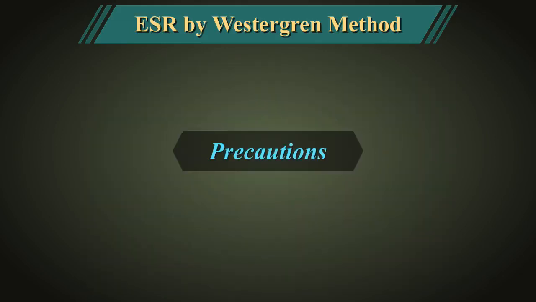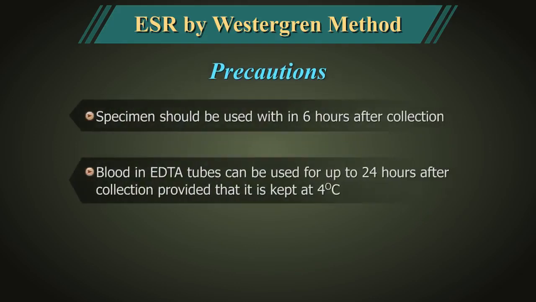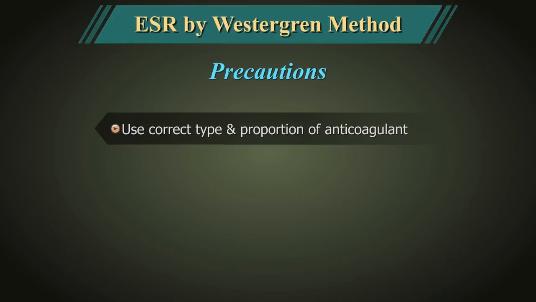Remember the following to avoid errors while performing the test. Specimen used for testing should not be more than 6 hours old after collection. Blood and EDTA tubes can be used for up to 24 hours after collection, provided that it is kept at 4 degrees centigrade. Use correct type and proportion of anticoagulant. Incorrect type of anticoagulant, such as calcium oxalate, can cause shrinkage of RBCs and decrease sedimentation.